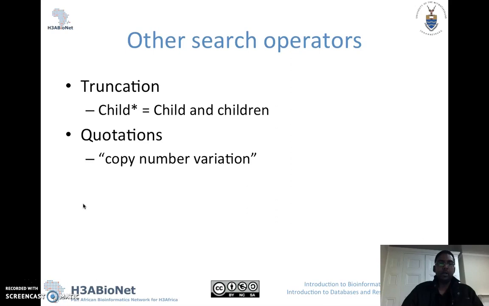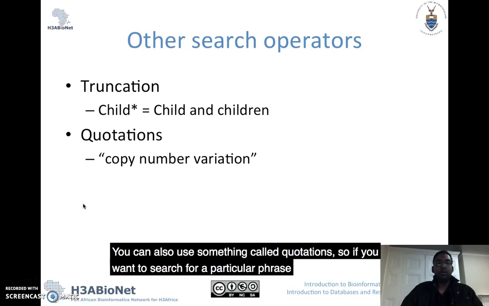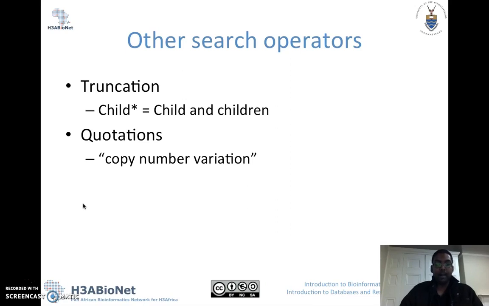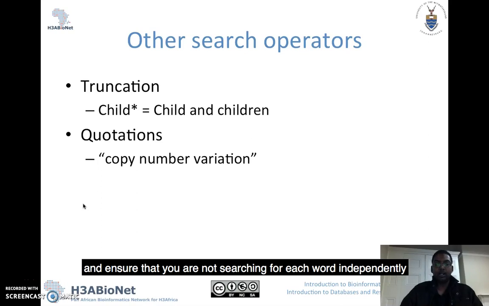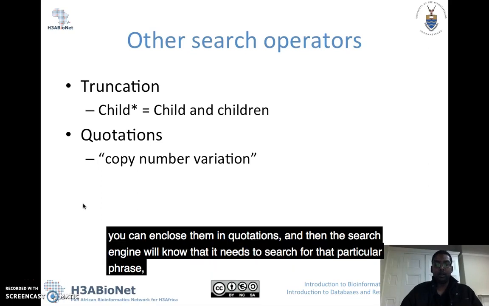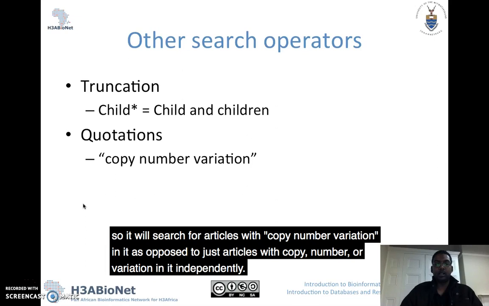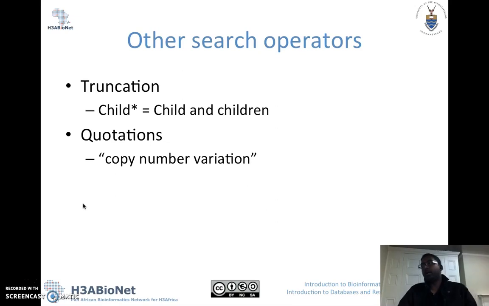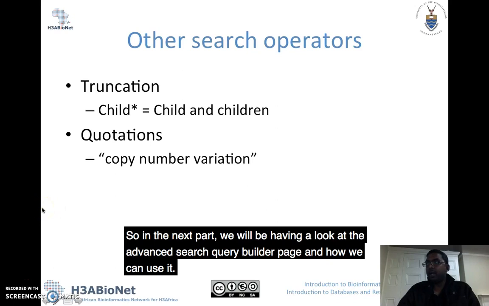using the wildcard character. You can also use something called quotations. So if you want to search for a particular phrase, okay, and ensure that you are not searching for each word independently, you can enclose them in quotations, and then the search engine will know that it needs to search for that particular phrase. So it will search for articles with copy number variation in it, as opposed to just articles with copy number or variation in it independently. Okay. So in the next part, we'll be having a look at the advanced search query builder page and how we can use it.